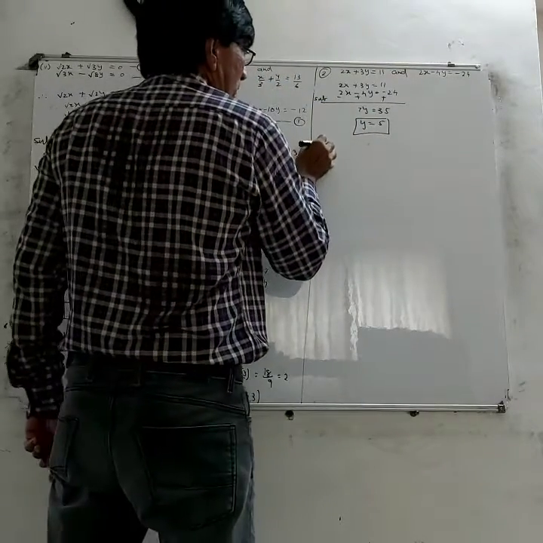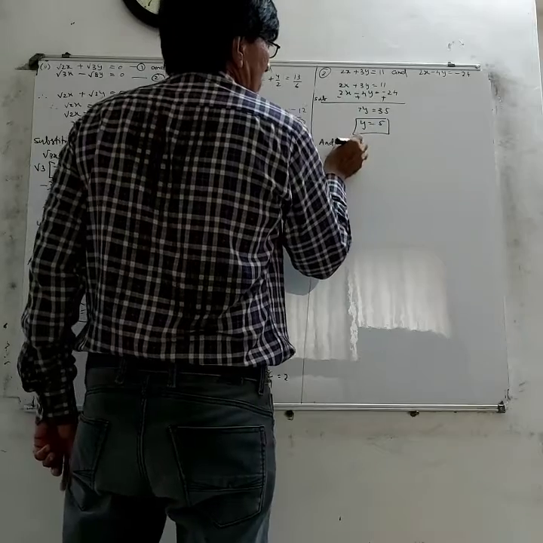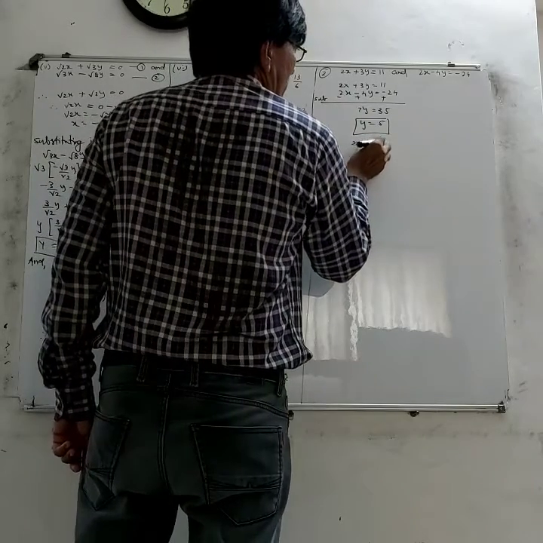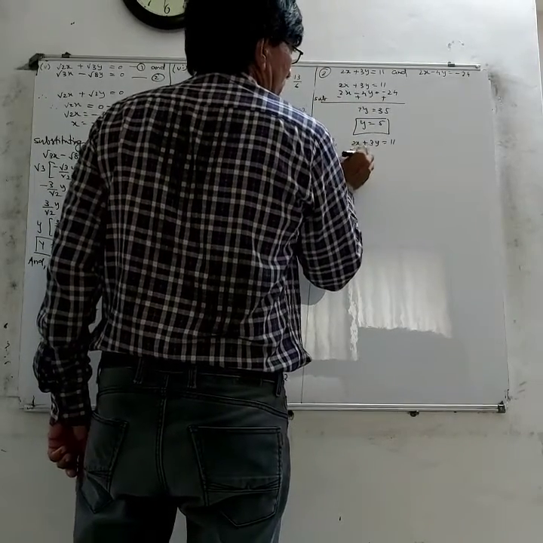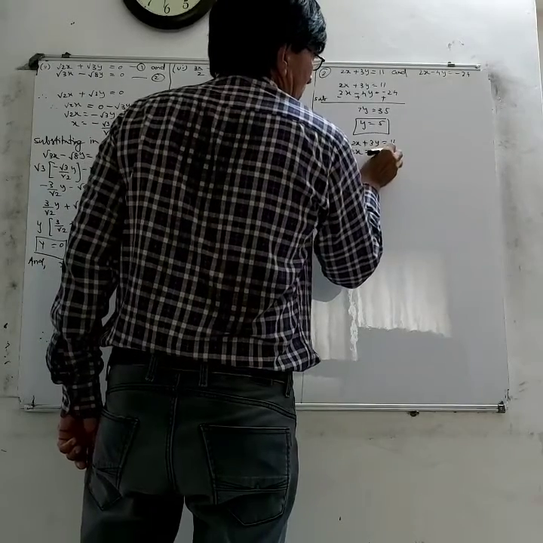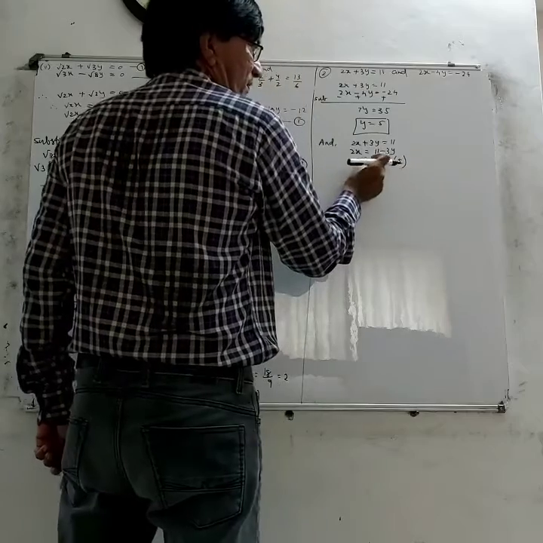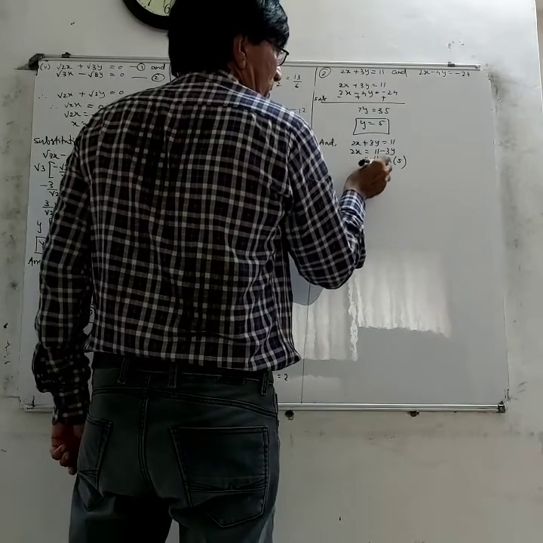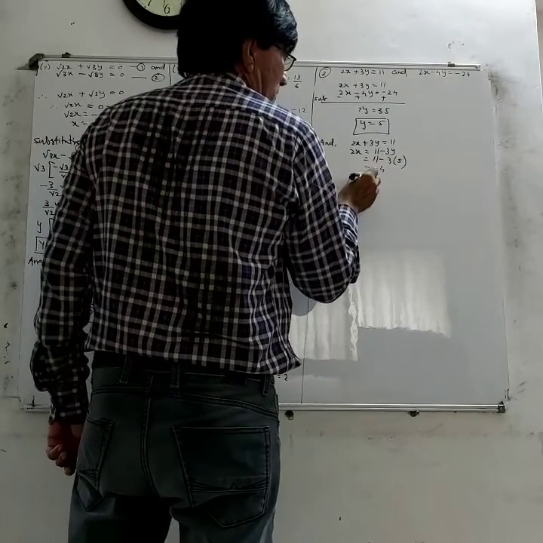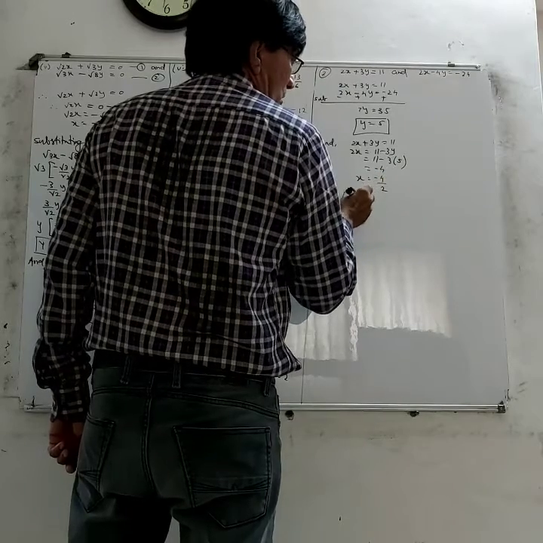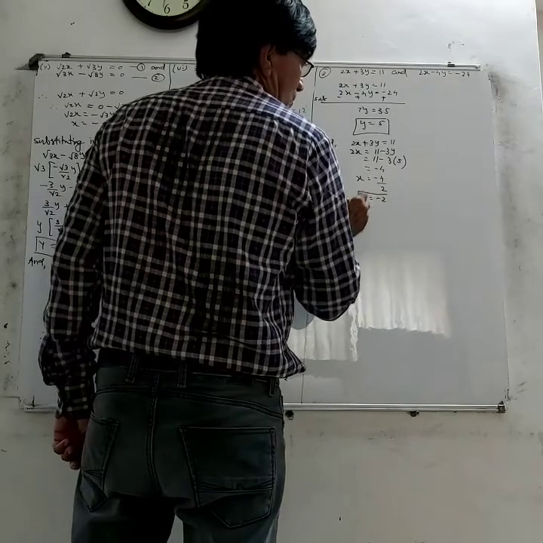Okay? And now take any equation. 2x plus 3y is equal to 11. So you get 11 minus 3 into y. 5 3s are 15. 11 minus 15 is minus 4. So x is equal to minus 4 upon 2. X is equal to minus 2.